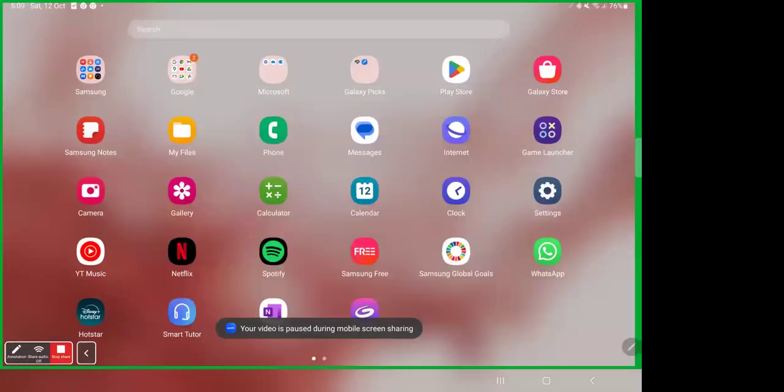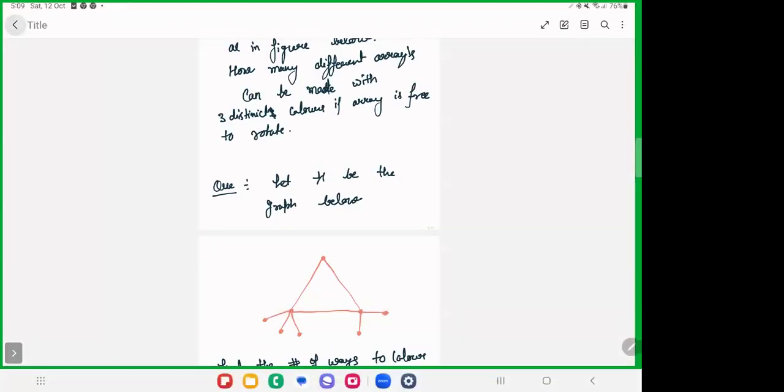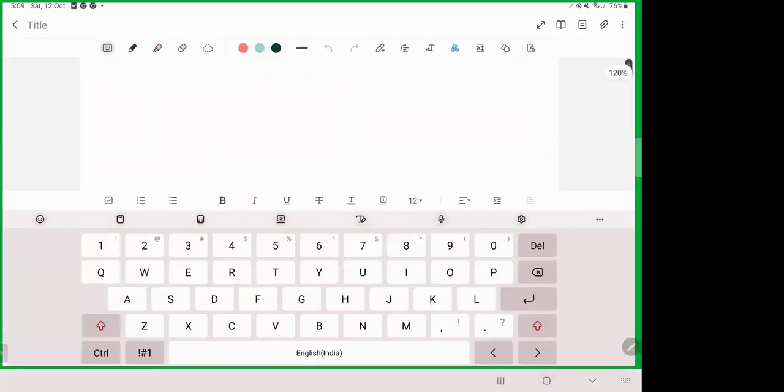Okay, so let's start. Let me share my screen. Okay, screen share is on now. You can see my screen? Yes. Okay, so let's start.